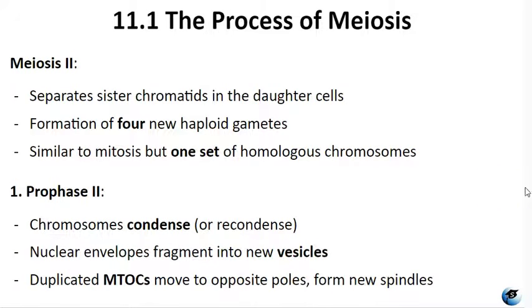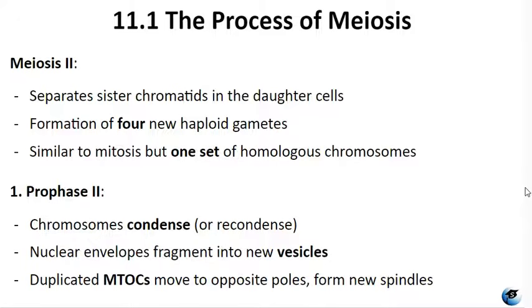In some species, there's a short interphase called interkinesis that happens before meiosis 2. Interkinesis does not involve chromosome duplication, so it's not like interphase in that regard. The two cells from meiosis 1 simultaneously undergo meiosis 2. And during meiosis 2, sister chromatids within the daughter cells separate, right? The process is similar to mitosis, but it only has one set of homologous chromosomes instead of 2.